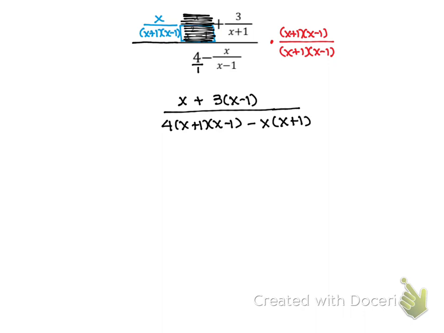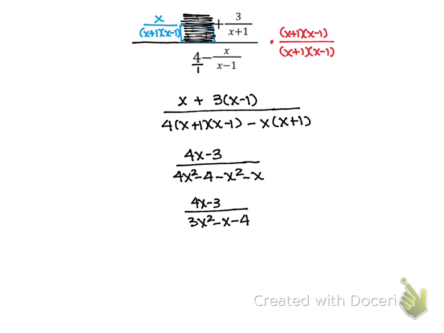And then from here, I'm going to go ahead and distribute and combine like terms. So it's going to give me 4x minus 3 on top. Then this is going to give me 4x squared minus 4 minus x squared minus x. Be careful with that minus sign. This is going to give me 4x minus 3 all over 3x squared minus x minus 4. I am going to factor this and see if this can be simplified.